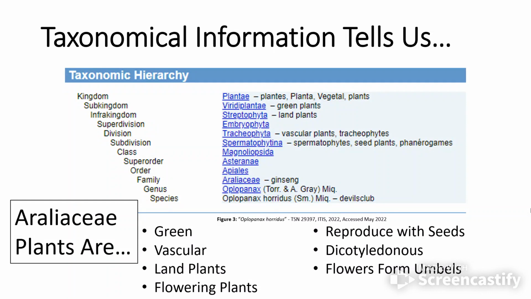The Integrated Taxonomic Information System database is a government website that houses taxonomic info for all recognized plants. Beginning at the Kingdom Classification of Plantae for Araliaceae plants and traveling down its taxonomic hierarchy can help identify attributes that all Araliaceae plants have in common. The hierarchy lets us know that plants of the Araliaceae family are green, vascular, land plants. They also flower, they reproduce with seeds, are dicotyledonous, and their flowers form in umbels.